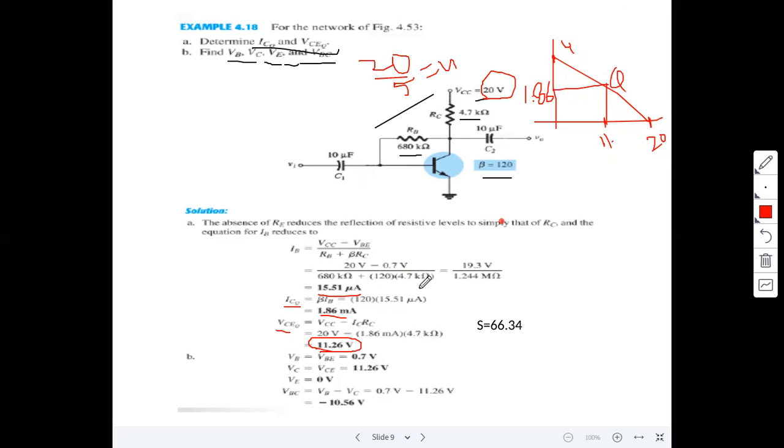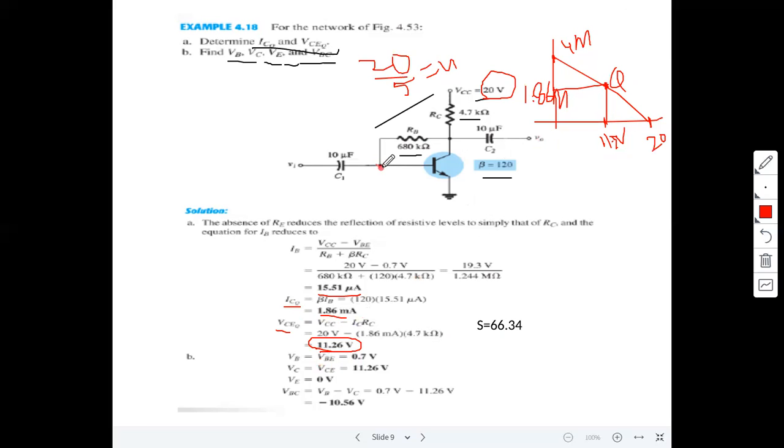Why? Because here we see VCEQ is 11.26 volts, and ICQ is equal to 1.86 milliamperes. Both are in volts and milliamperes respectively. So the Q point is not exactly in the middle of the DC load line, but approximately it is located in the middle of the DC load line.